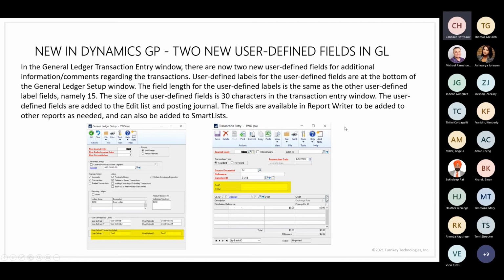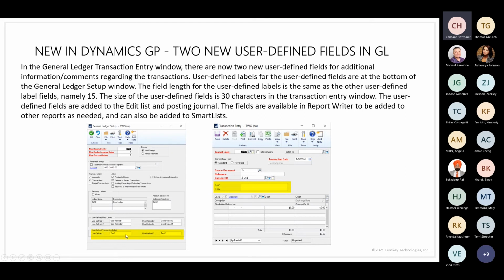All right, and oops, I didn't mean to click ahead. This is something new in the latest versions of GP. They've added two new user-defined labels. That was because lots of customers had asked for a way to add more information, more description, whatever, tailored to your business. And you can label them in the setup window, the GL setup window.